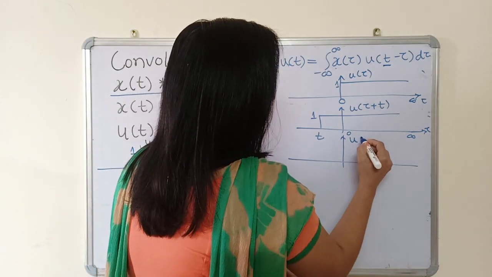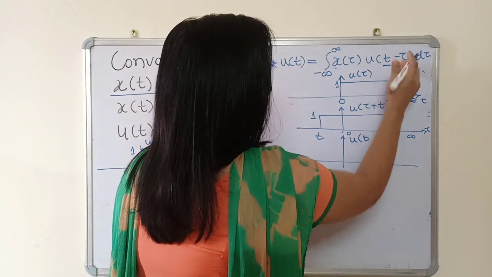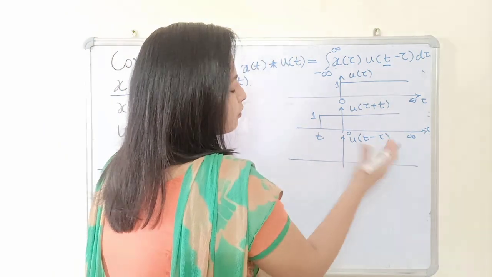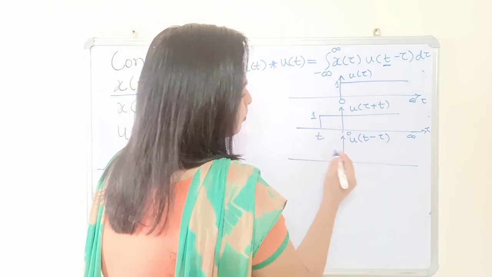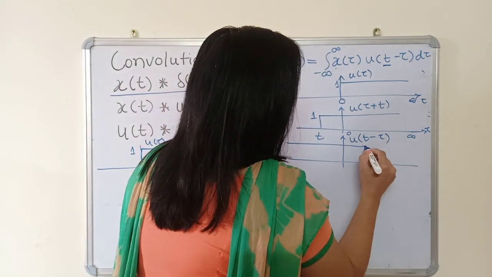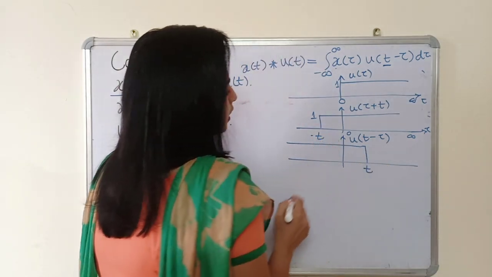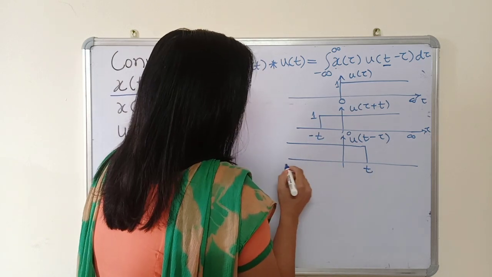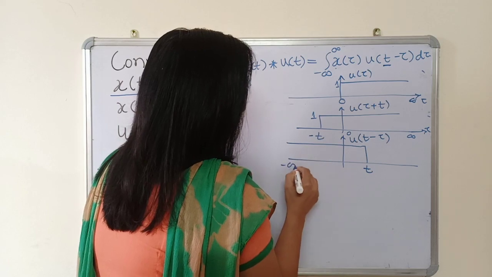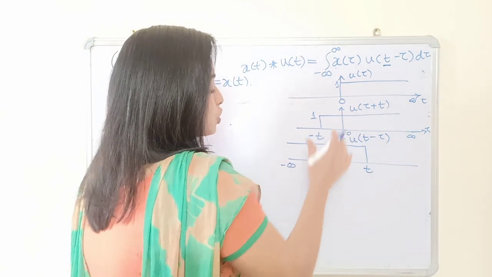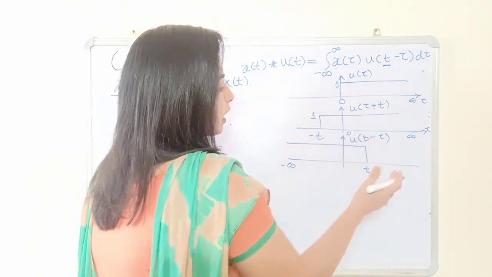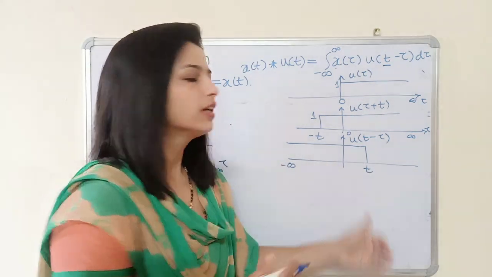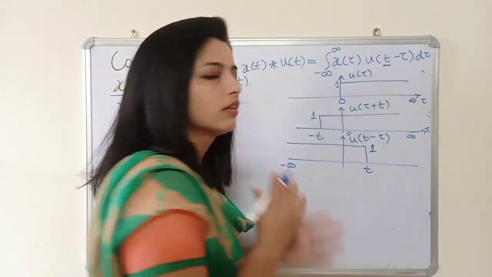So I will write like this for understanding. Okay. So we are flipping this signal. So this minus t point will be moved to this point t, and this infinity point will be minus infinity point. Okay. So the u of t minus tau signal is starting from minus infinity to t, and its amplitude is still 1.